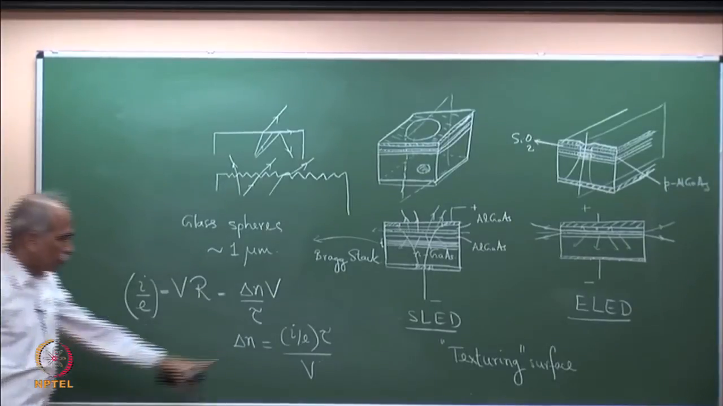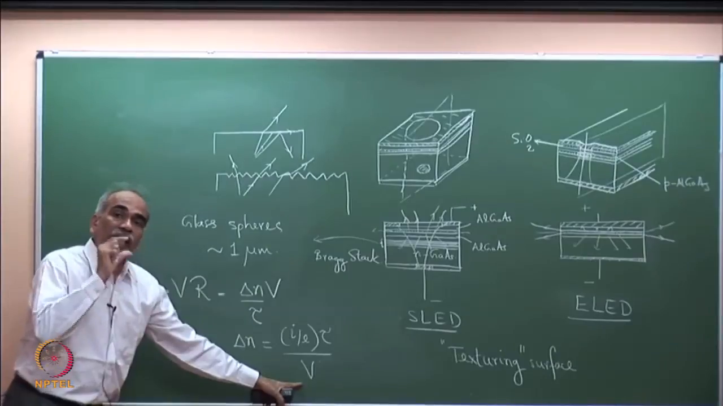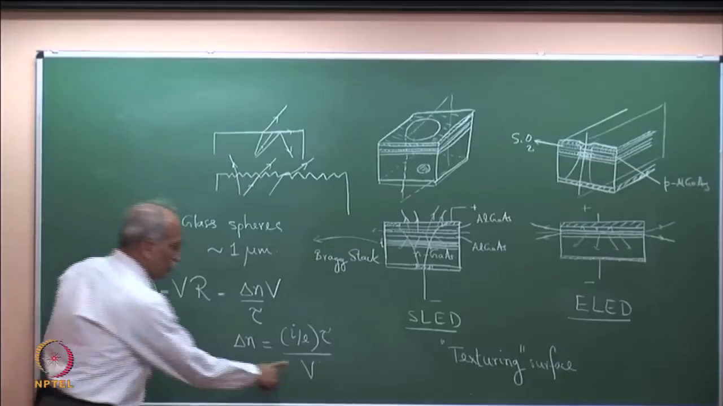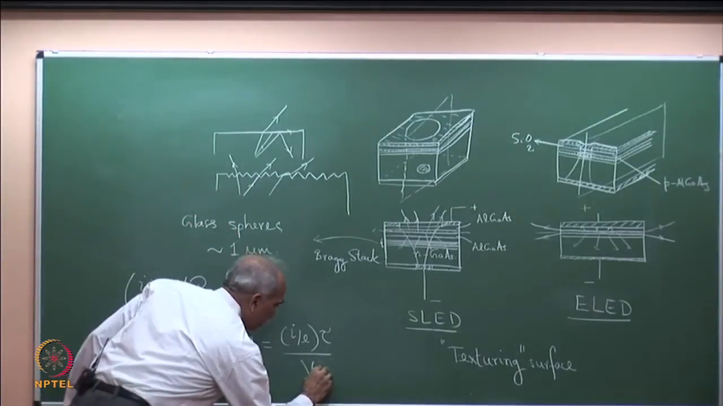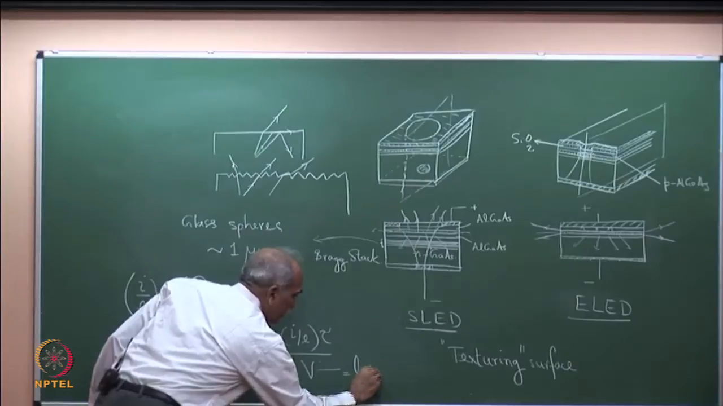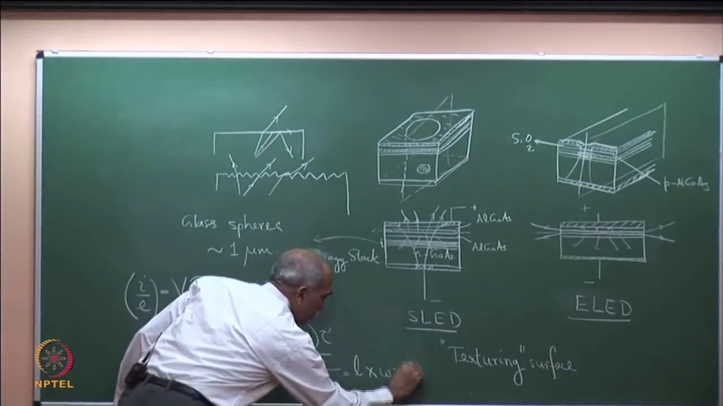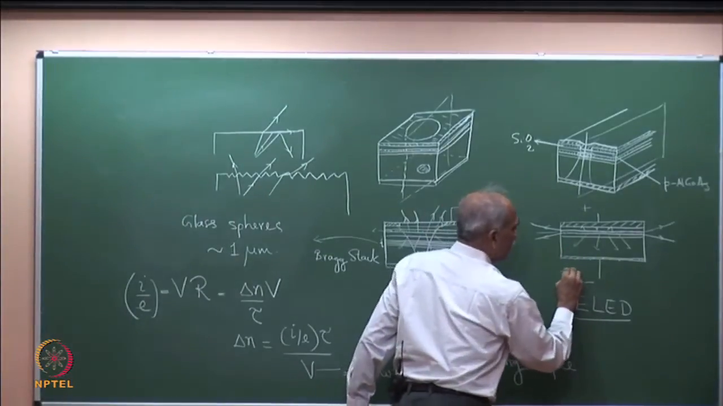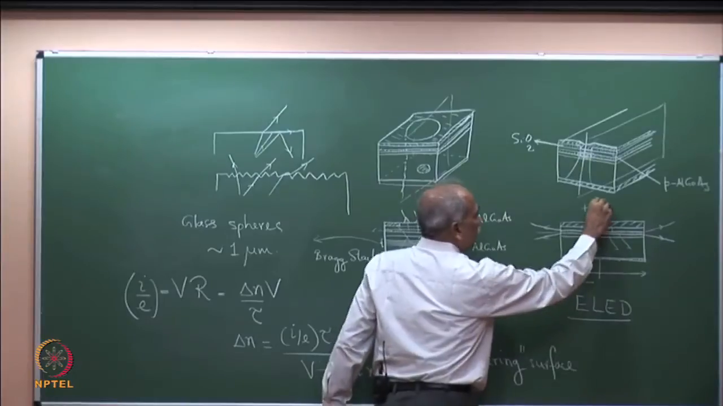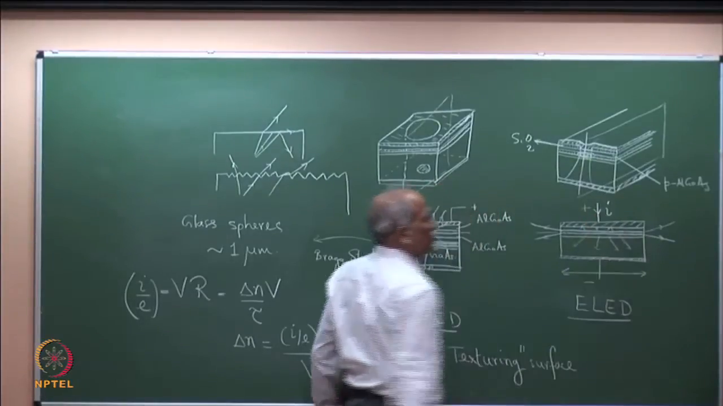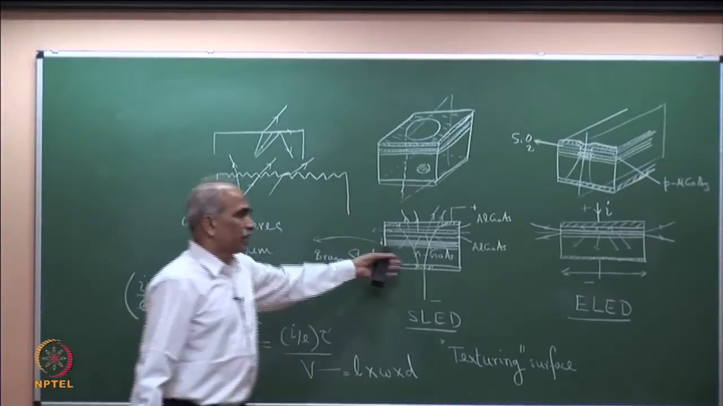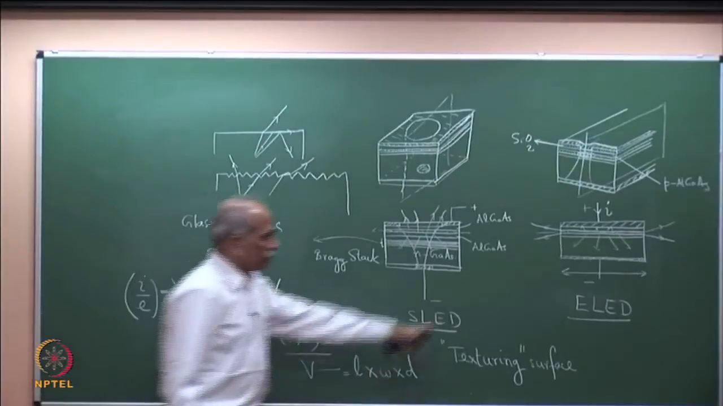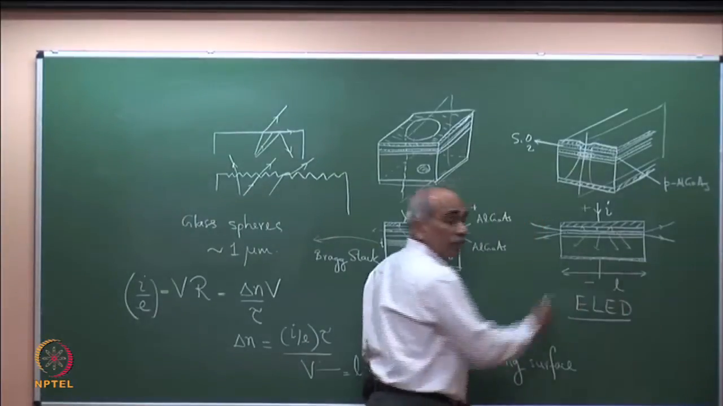What is V? V is the volume of the active region where recombination is taking place. So, this volume V is equal to length into width into thickness. What is L? Let me show here. L is the length of this region. Please see, current is flowing here. There is a current I which is flowing through the device. This is the length of the device.